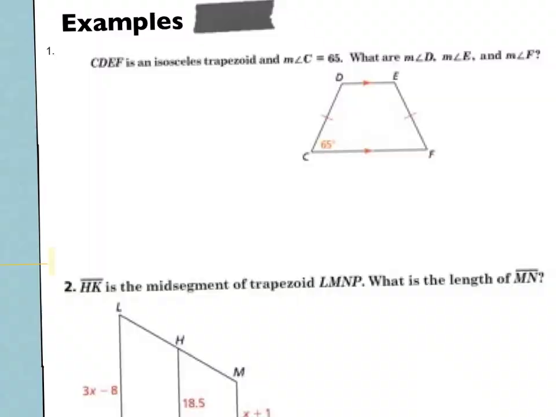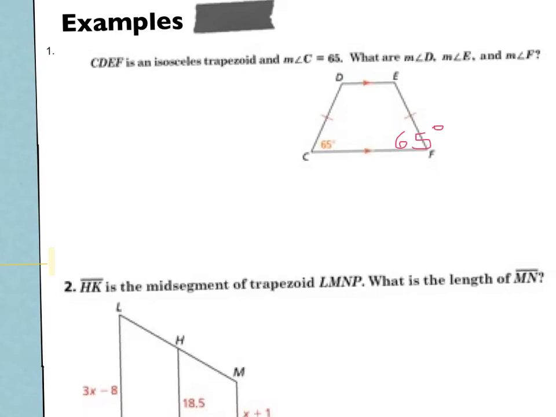So let's look at example 1. Example 1 says CDEF is an isosceles trapezoid and the measure of angle C equals 65. What are the measures of angles D, E, and F? So the measure of angle F is the same as the measure of angle C, because this is an isosceles trapezoid and base angles are going to be congruent.